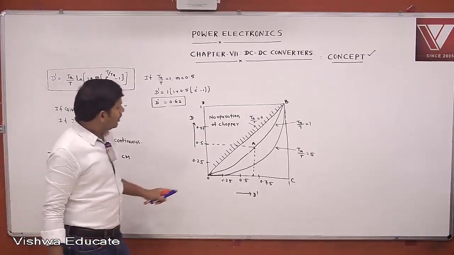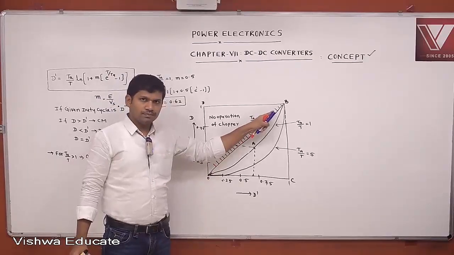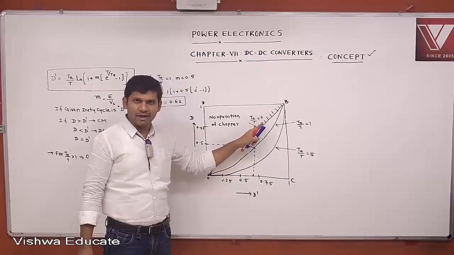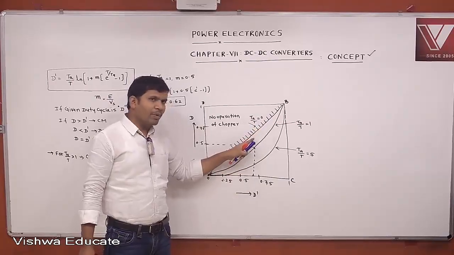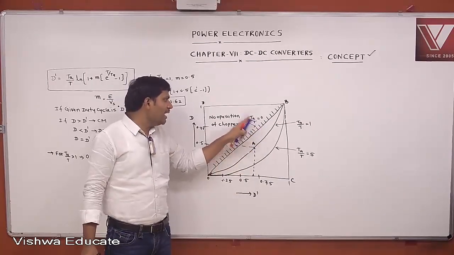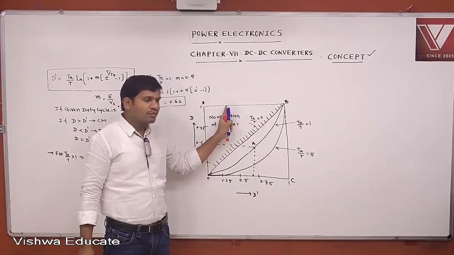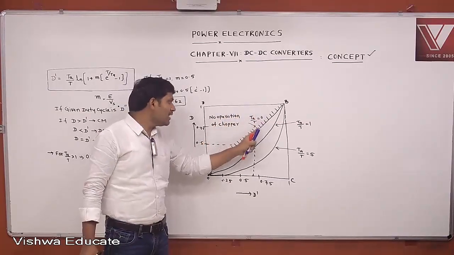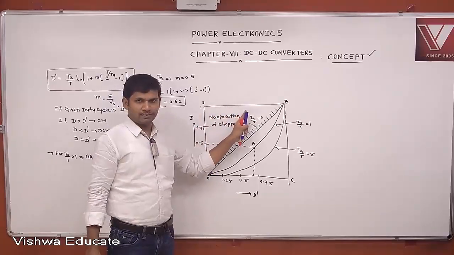But OB can never be possible. Curve OB is never possible because TA by T equal to 0 is meaningless. Curve OB is never possible, and TA by T less than 1 is also not possible. That's why this operation is not possible in the chopper.